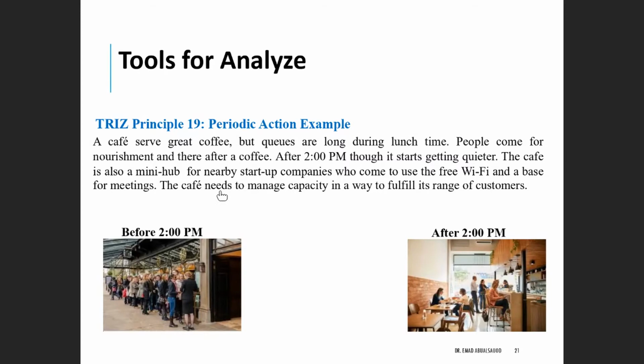The cafe needs to manage its capacity in a way that fulfills its range of customers. This is not the exact cafe, but it refers to how it looks before 2 p.m. Those are the queues for the cafe, and after 2 p.m. it gets very slow, and rarely do they have people in the cafe. So they want to manage this capacity to fulfill this range, especially after 2 p.m.